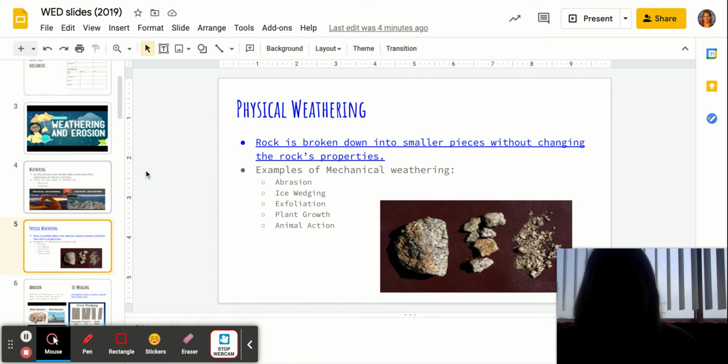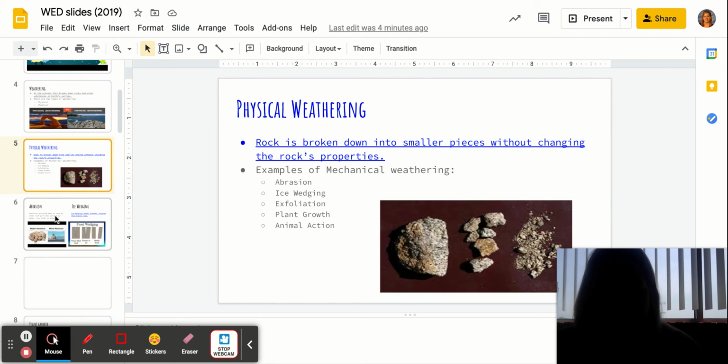Okay, so physical weathering, you're going to write down what's in blue. Rock is broken down into smaller pieces without changing the rock's properties. Examples of mechanical or physical weathering are abrasion, ice wedging, exfoliation, plant growth, or animal action.